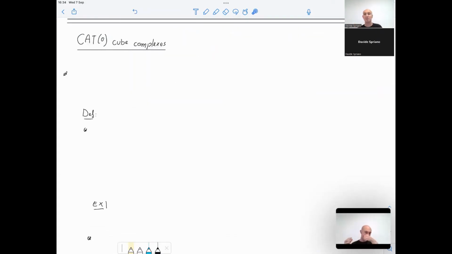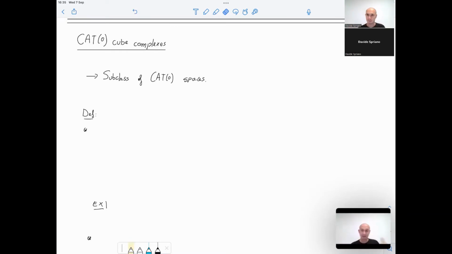Okay, so now let me talk about CAT(0) cube complexes. The CAT(0) cube complexes form a subclass of CAT(0) spaces, but we will not really think about them as a subclass, but rather spaces with their own interesting properties, because most of the interesting properties and proofs about CAT(0) cube complexes really use the cube complex structure rather than the CAT(0) structure. But I'm getting ahead of myself.